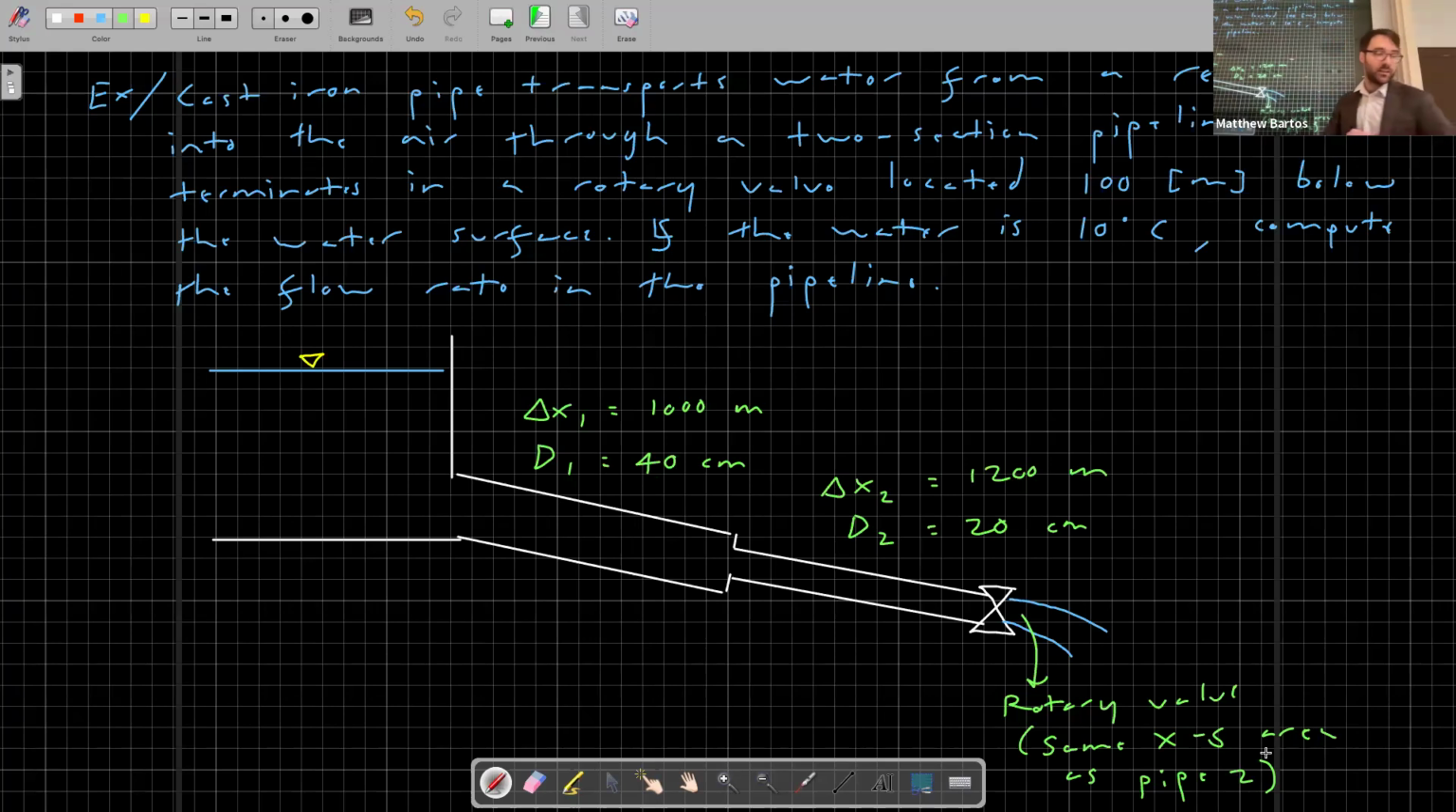All right, so our job is, we know the distance between the discharging valve and the water surface. So this distance here, this is 100 meters. And our job is to determine the discharge into the atmosphere. So what do you think a good place to start with this problem might be?